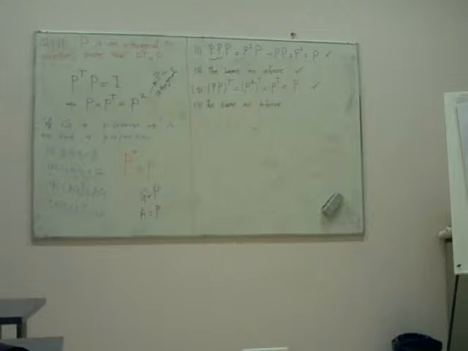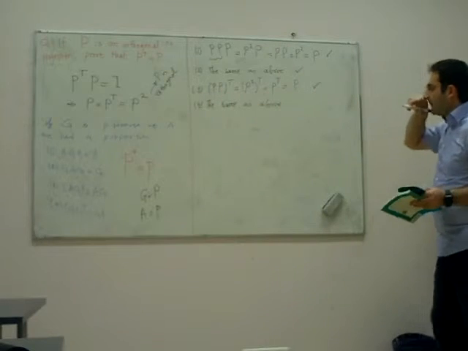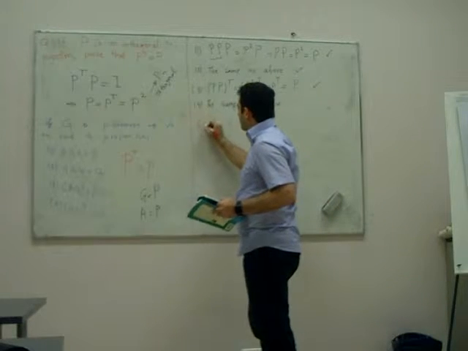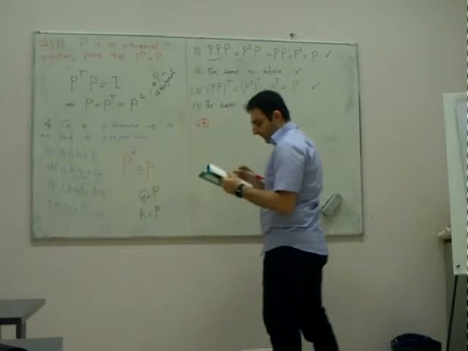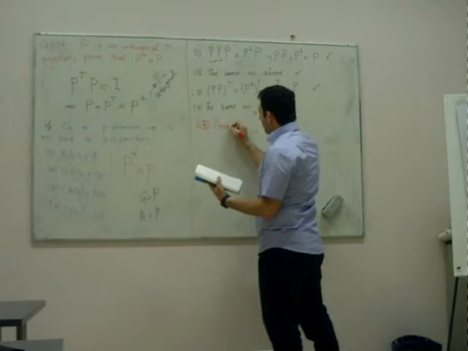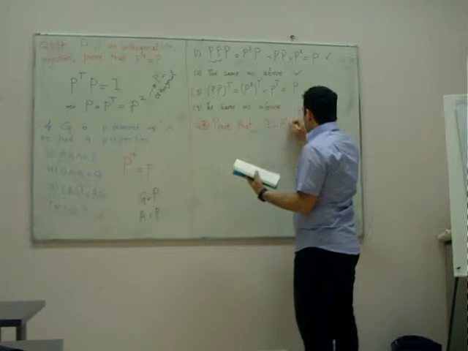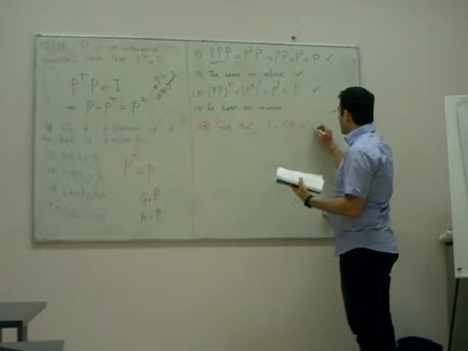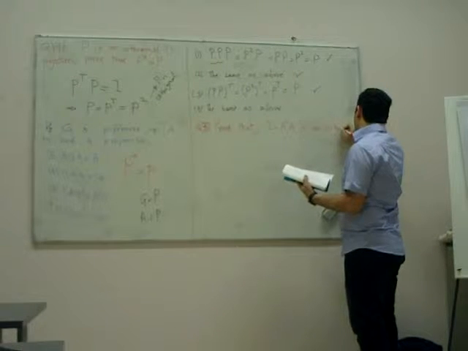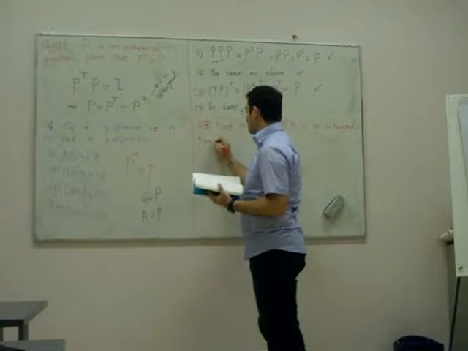Let's do one more question. It is one part of question number 3 of chapter 7. This was question number 1 of chapter 7. This is one part of question number 3 of our chapter. And it says, prove that I minus A plus A is an orthogonal projection.